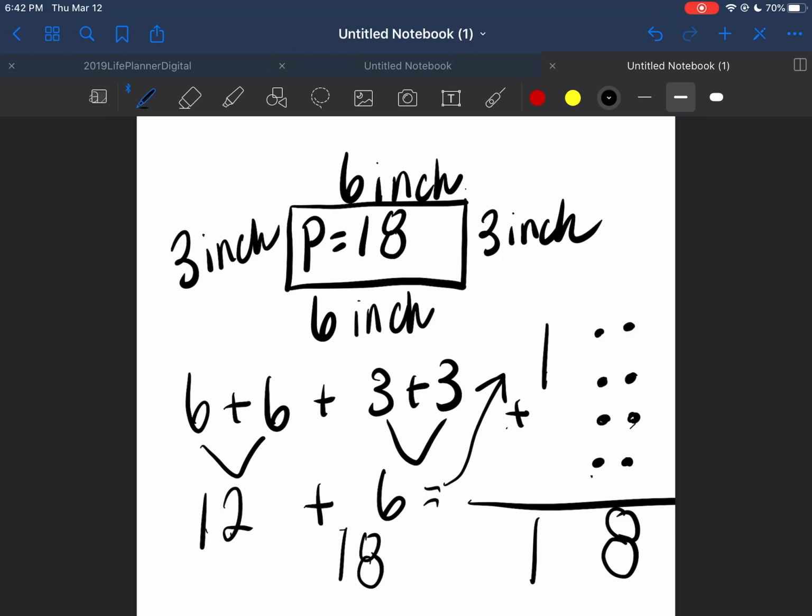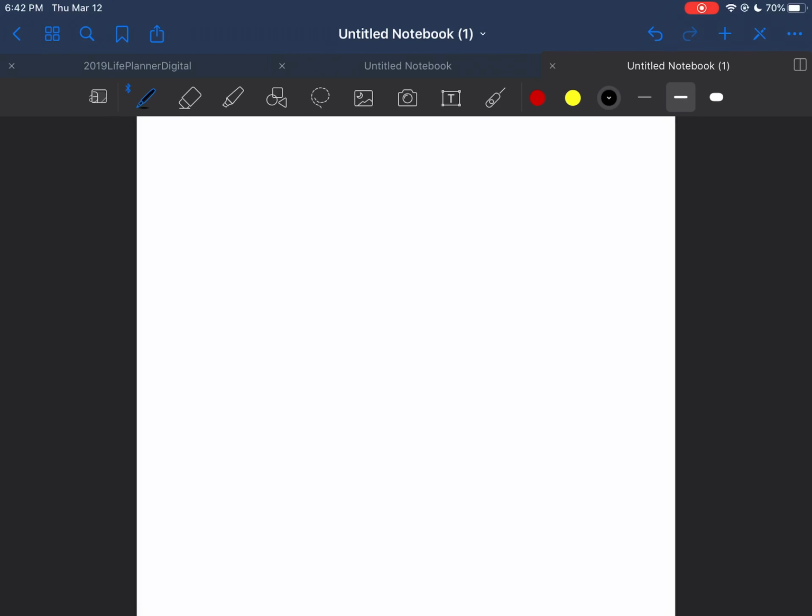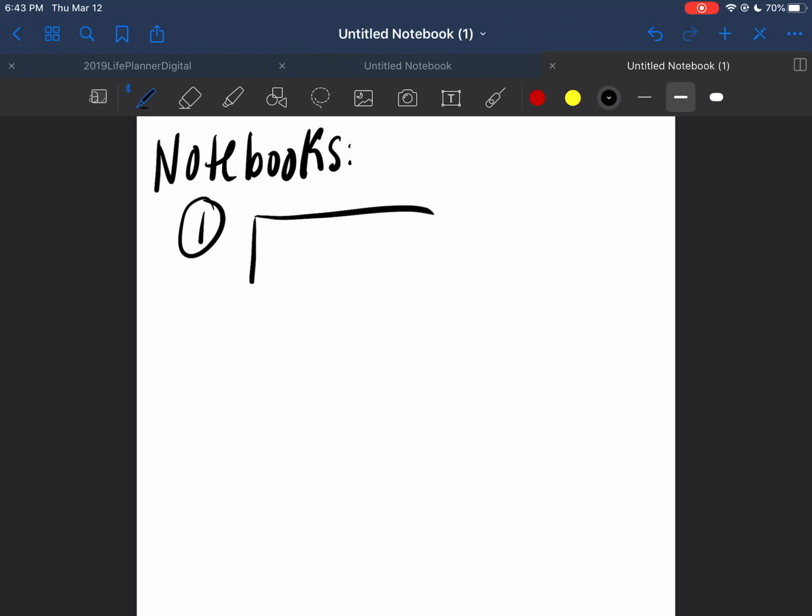I'm going to give you 2 problems that I would like for you to try on your own in your notebooks. The first one, number 1, I would like for you to try a rectangle. One side is measuring 10 inches, and the other side is measuring 5 inches.